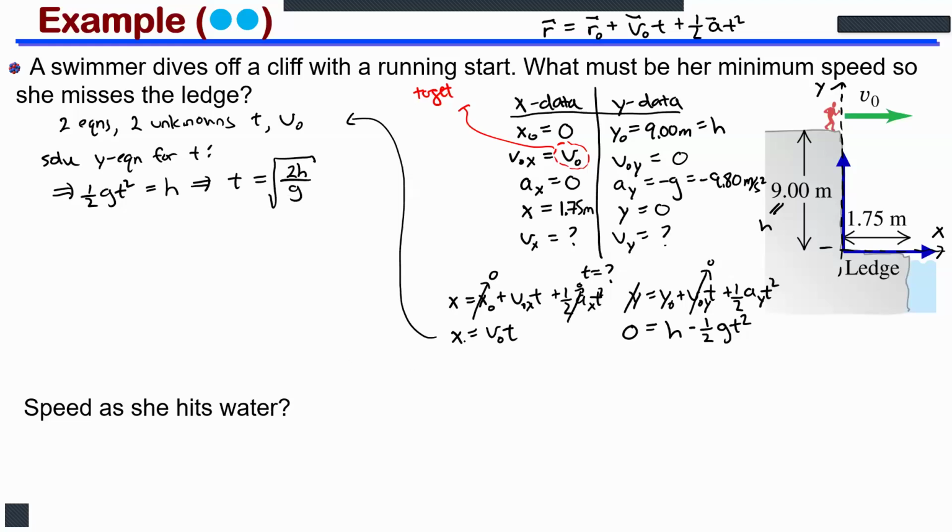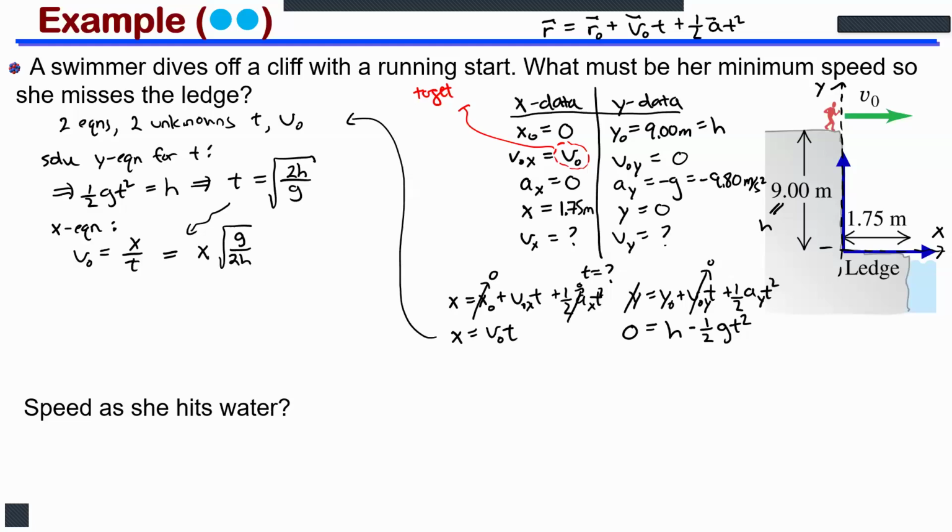Now let's go and look at our x equation. Let's first solve that for our target v naught. So the x equation tells us that v naught equals x over t. And now we can plug in this t that we found. Now, when you divide by the square root of a fraction, that's the same thing as multiplying by the square root of the flipped fraction. So I'm going to write this as x times square root g over 2h.